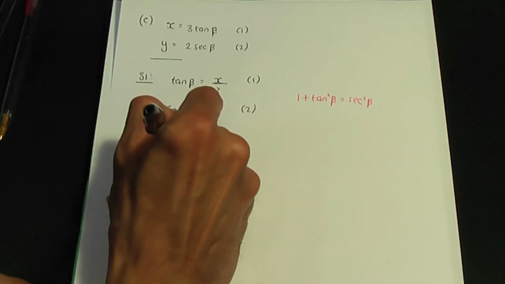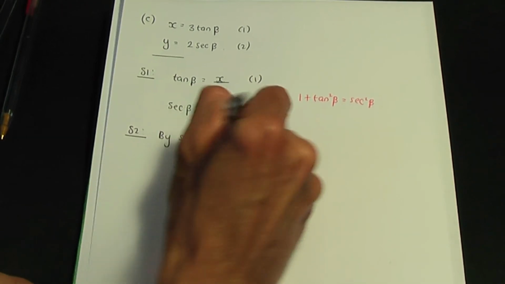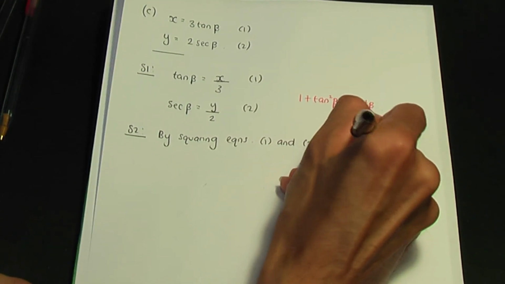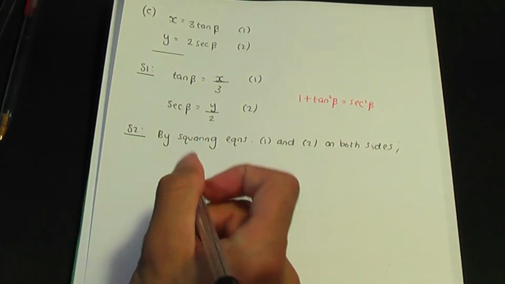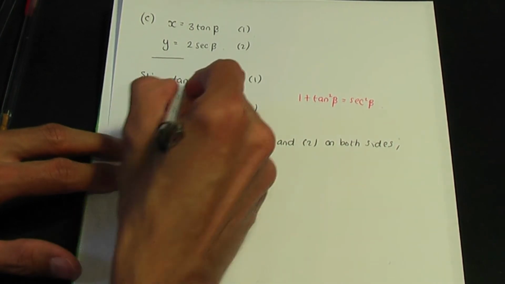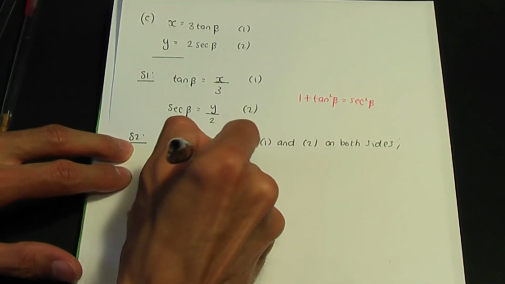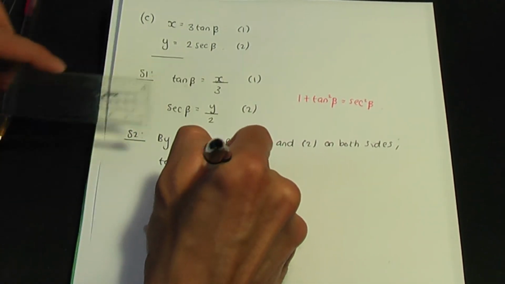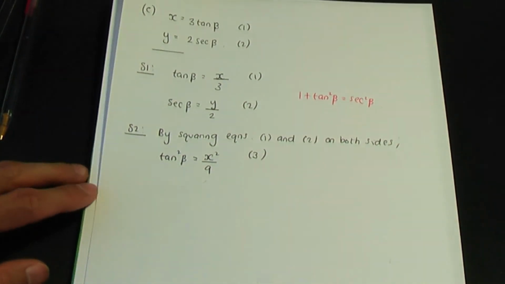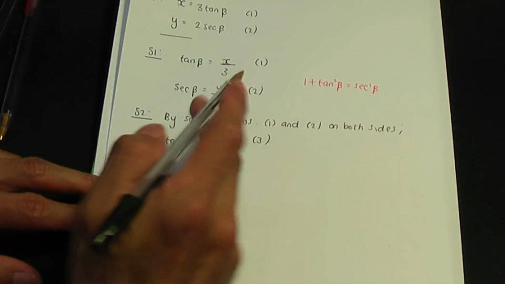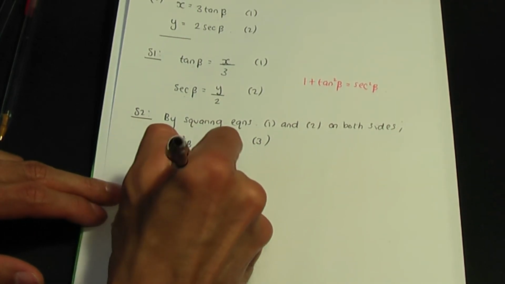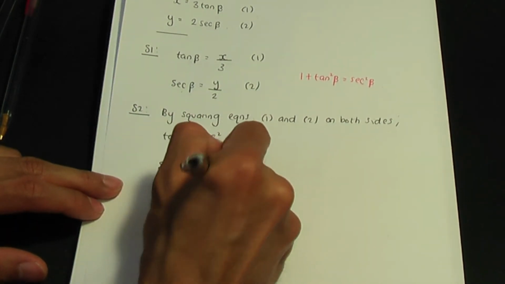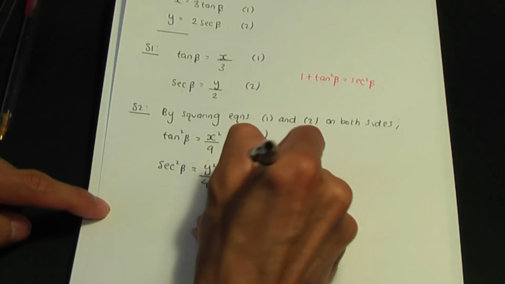Okay, so in step number 2, let's square equations 1 and 2 on both sides. If I take equation number 1 and square on both sides, on the left I'll have tan squared beta, that is equal to, on the right, x over 3 squared, which is the same as x squared over 9. So I'm going to call that equation 3. If I square equation 2 on both sides, on the left we're going to have sec squared beta, that's equal to, on the right hand side, y over 2 squared, same as y squared over 4. So I'll call that equation 4. Okay?